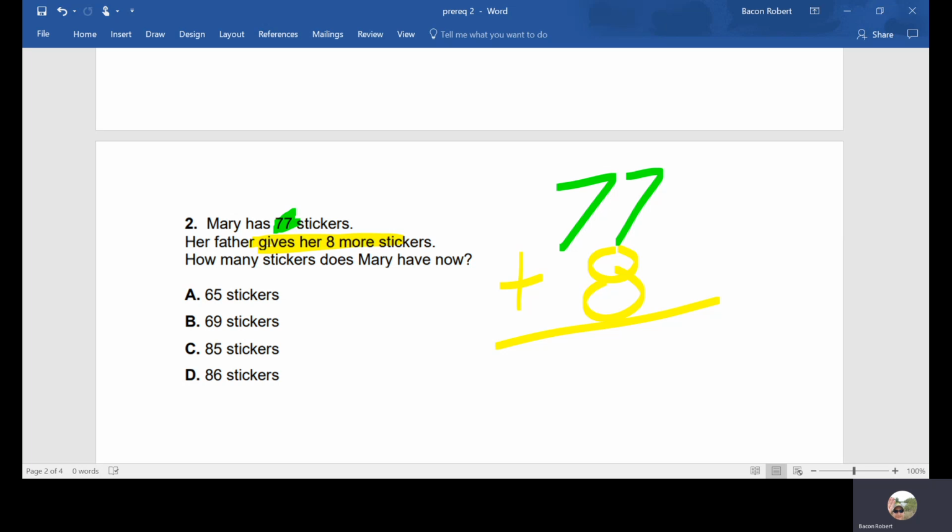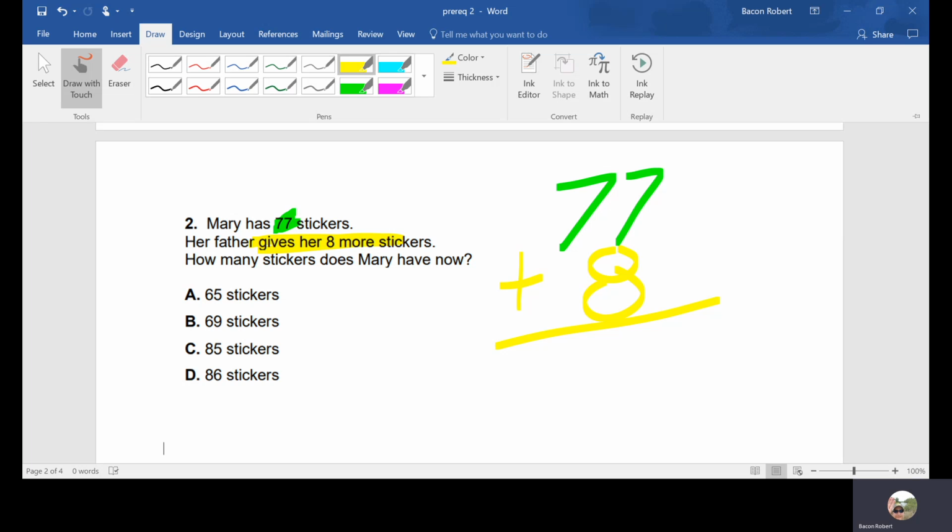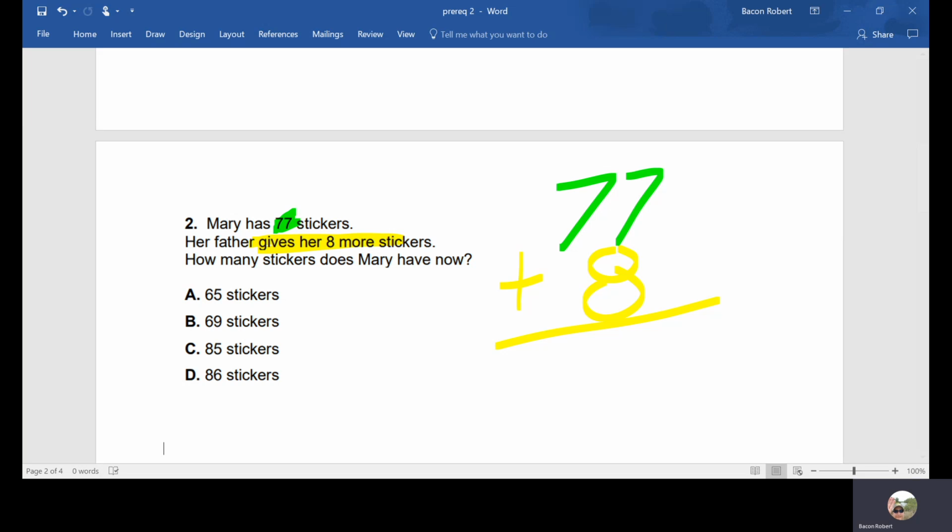Now we can look at a couple of strategies for narrowing down our choices. She had 77 and now she has more. So that means we can forget about A and B. Those numbers are lower than 77. It can't be A or B. It's got to be C or D. So now we can do our addition and figure out if it's C, 85 stickers, or D, 86 stickers.